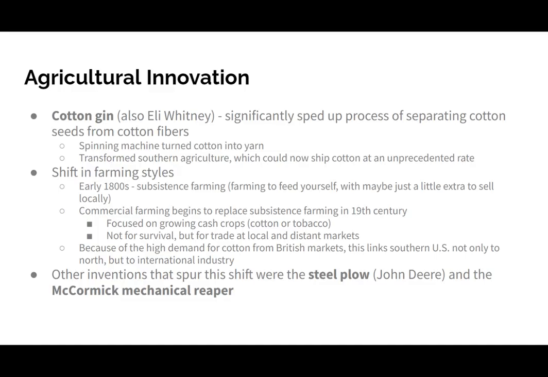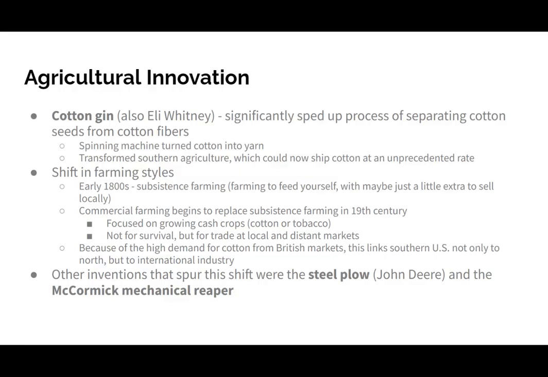In the early 1800s, again, you have subsistence farming. You're farming to feed yourself, maybe just a little extra to sell locally. But now we start to see commercial farming practices replacing subsistence farming in the 19th century. This is a focus on growing cash crops, cotton or tobacco, especially in the South. This is not for survival, but for trade at both local markets and distant markets.